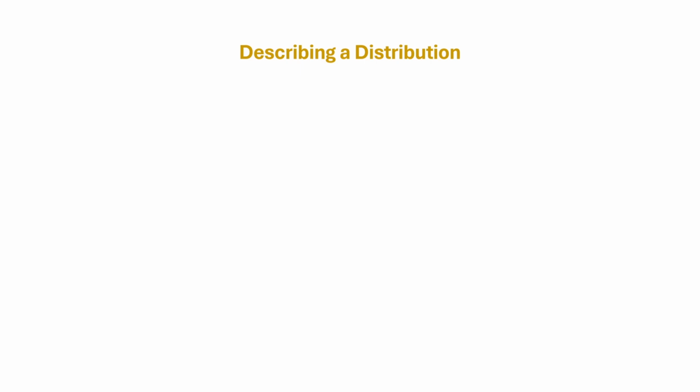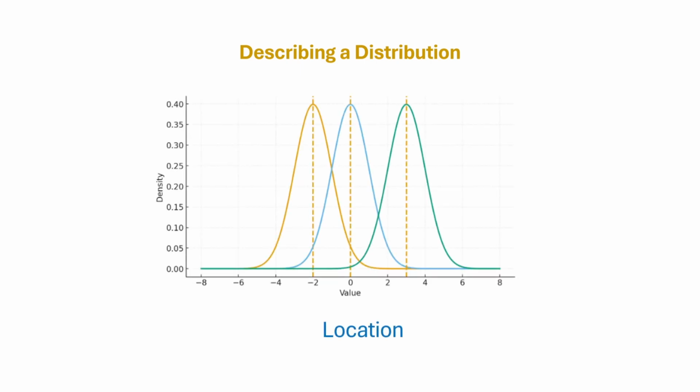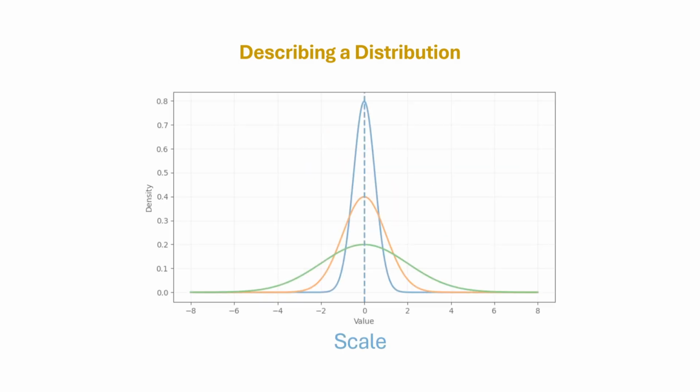To fully describe a distribution, the central value and the spread are not enough. The structure of a distribution is usually described by three key parameters. Location determines where the distribution sits on the value axis. In financial data, this value is usually the expected return. Scale represents how spread out the data are, and it is measured using the standard deviation. In finance, this concept is directly related to volatility and risk.